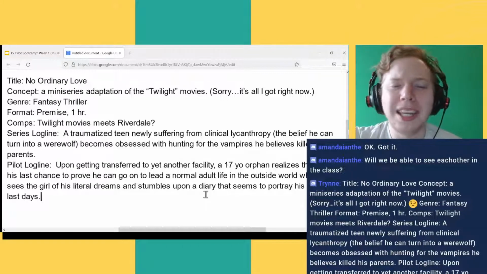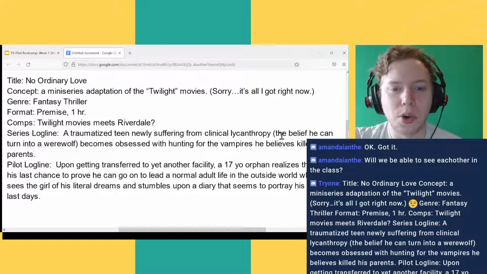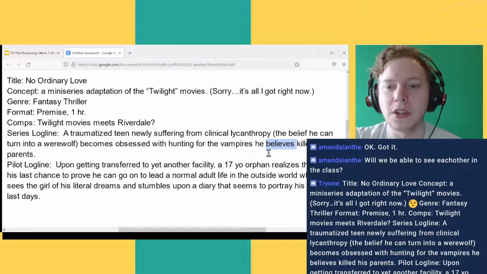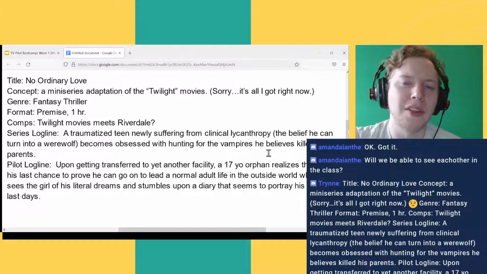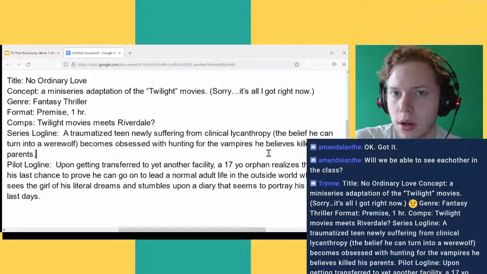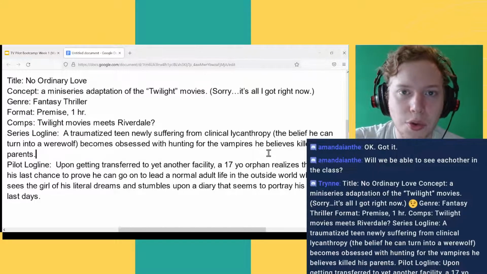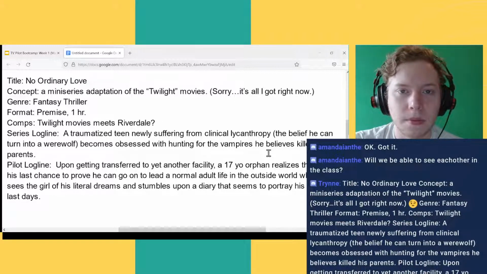So all the believing things are kind of tripping me up a little bit. The belief he can turn into a werewolf. The vampires he believes killed his parents. Why are we just believing things? What's going on there? Because everybody else in the real world thinks he's just going crazy. Right. But wait, so can he actually turn into a werewolf or no? Well, we don't know yet, but yes, as it goes on, he will.